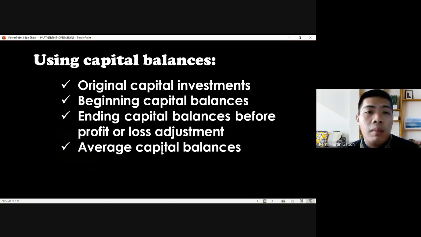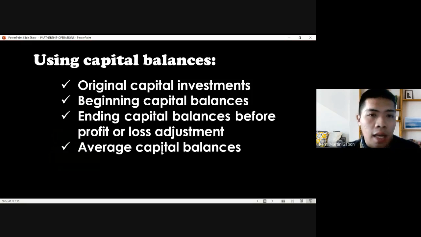So it will affect the balance of the investment. Just take note of the difference on how to differentiate original capital investment from beginning capital balances. They will have equal amounts if it is the first year of operation. Otherwise, if it is the succeeding years, expect a different amount of beginning balance from the original capital investment.